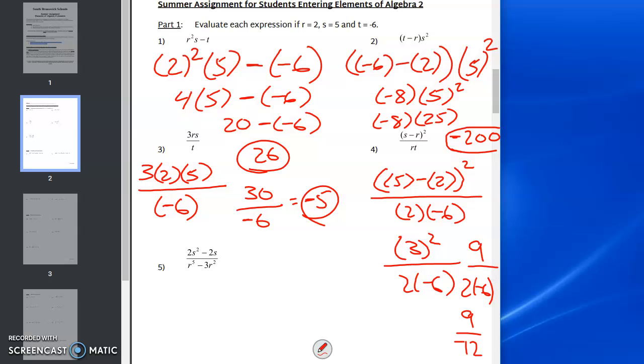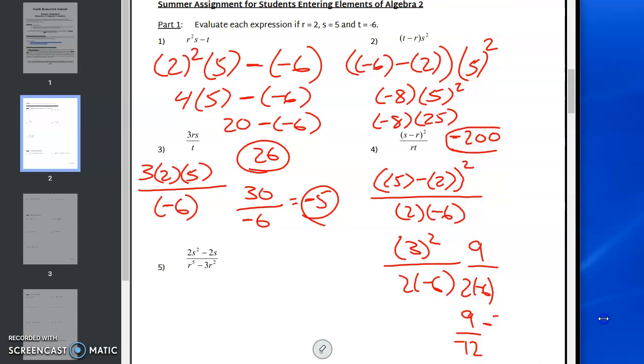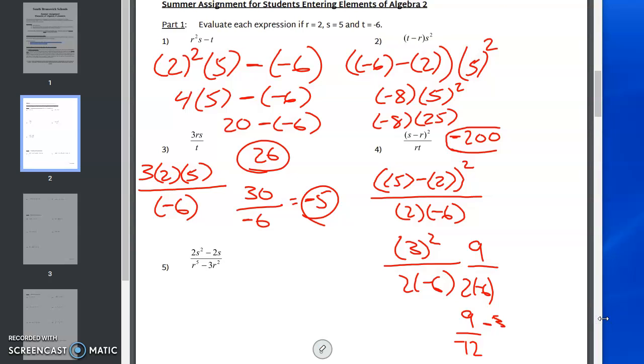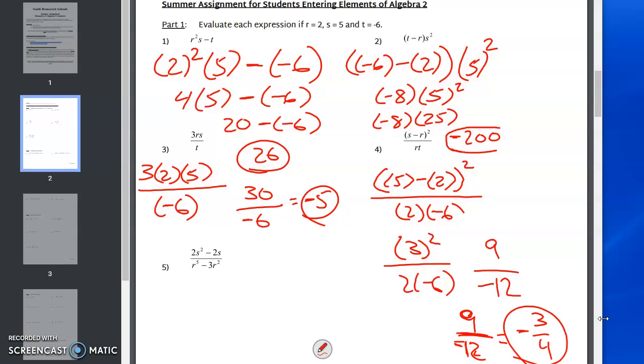And I want to reduce that. So it's going to be negative, oops. We have negative 9 over negative 12, which is going to reduce to negative 3/4. And if you notice, I put the negative sign in front of the fraction. You don't leave a negative sign in the denominator. You want to move it to the front of the fraction.